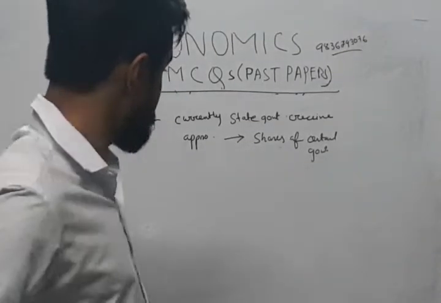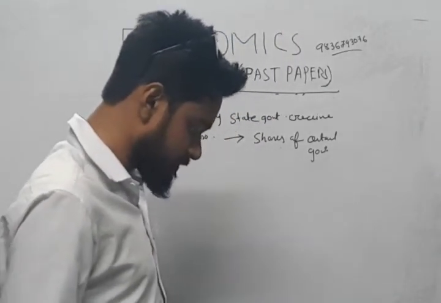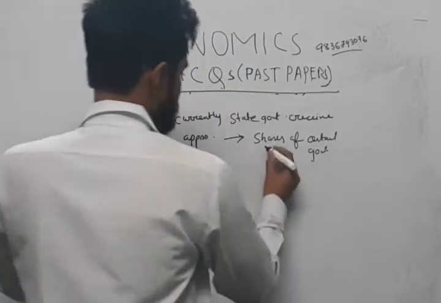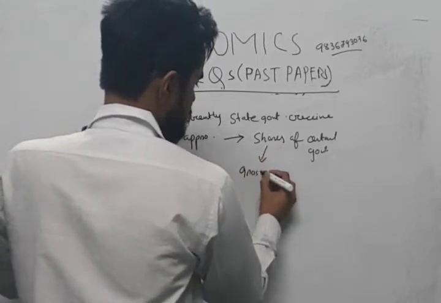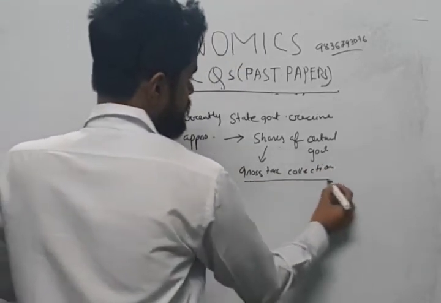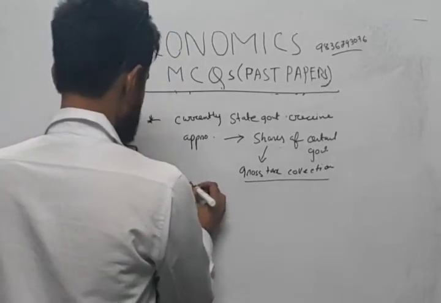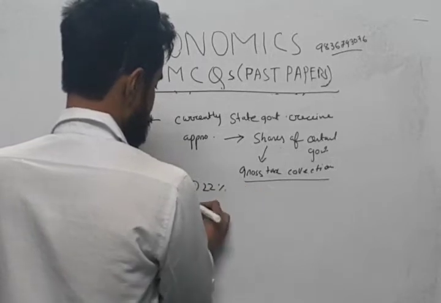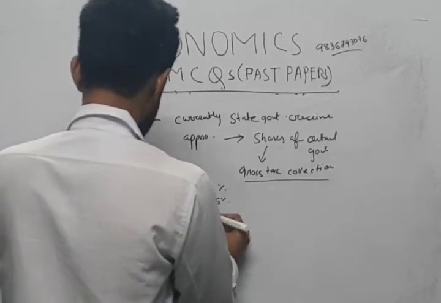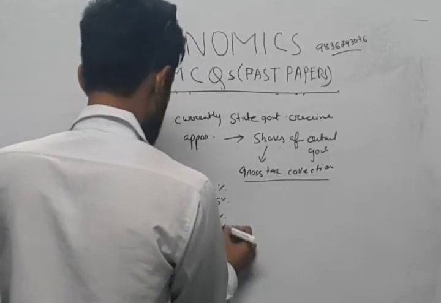So there are four options given. The first option is 22%. The second option is 25%. The third option is 32%, and finally the last option is 40%.